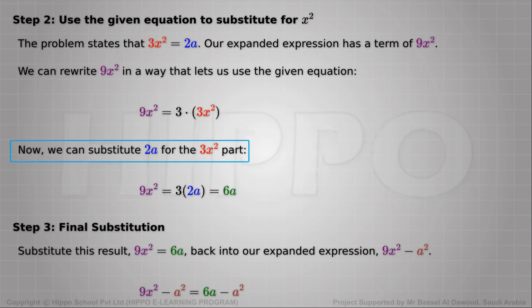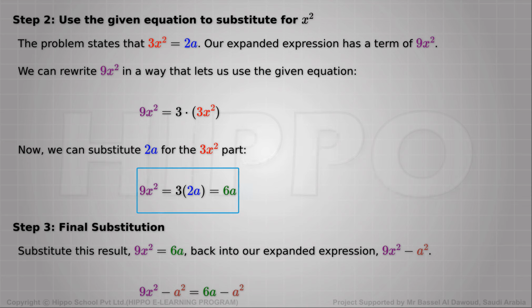Why do we do this? Because now we have a 3x squared term inside the parentheses, which we know is equal to 2a. So we can replace the 3x squared with 2a. This gives us 3 times 2a, and that simplifies to 6a. So we've successfully transformed the 9x squared term into 6a.